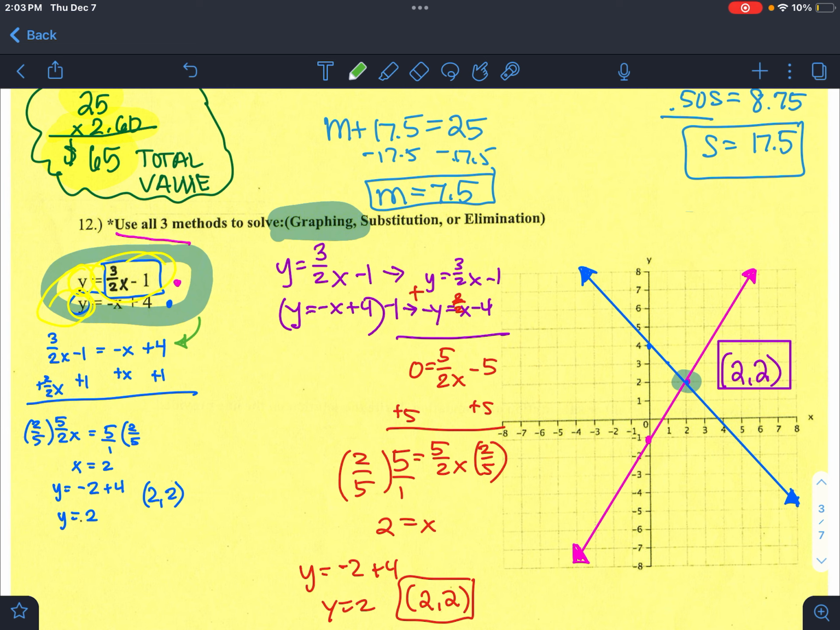I substituted one value in for y for the other and wrote my new equations. Then I solved for x and I got 2, which I already knew x was 2. And then I substituted back in and I got 2, which I already knew was 2.